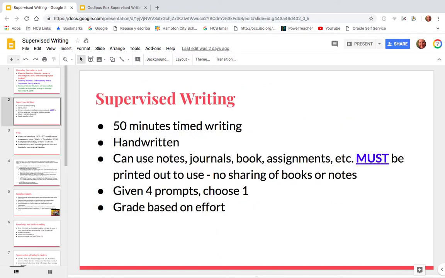Okay, so supervised writing, you will have 50 minutes of timed writing. It is handwritten, so you cannot use a computer at all. So your Chromebooks and your phones will be put away.